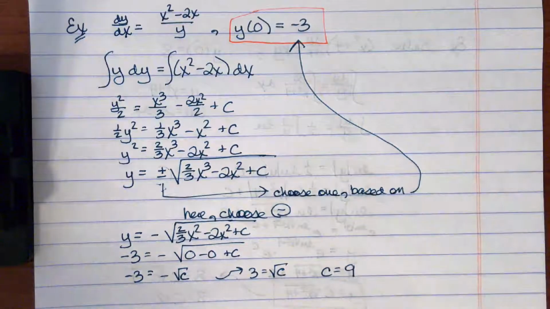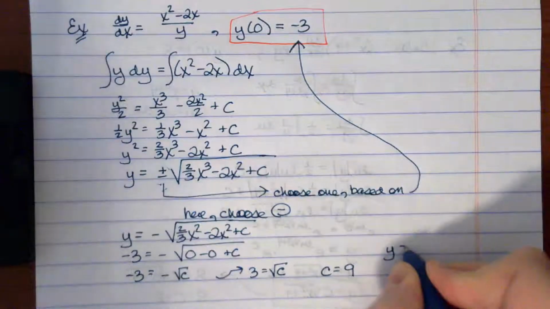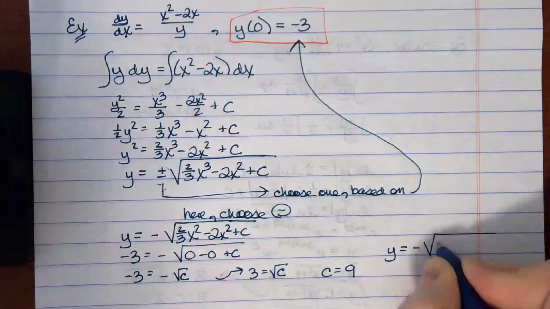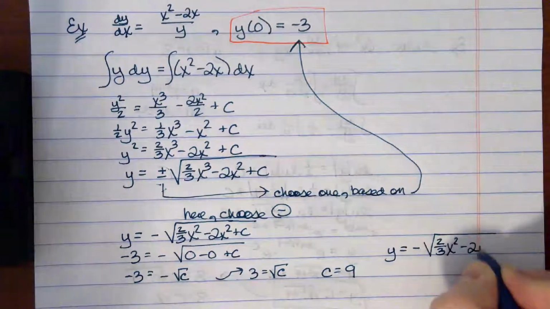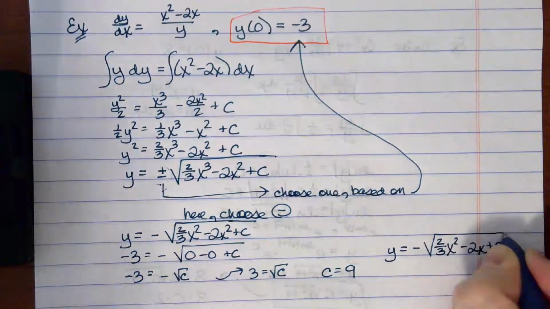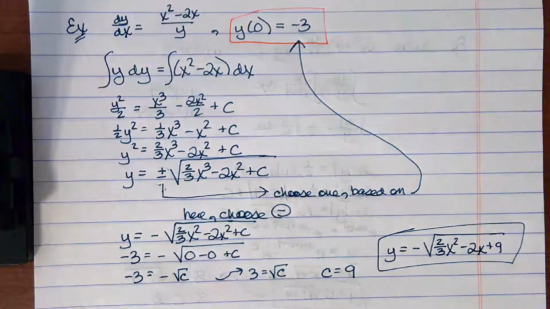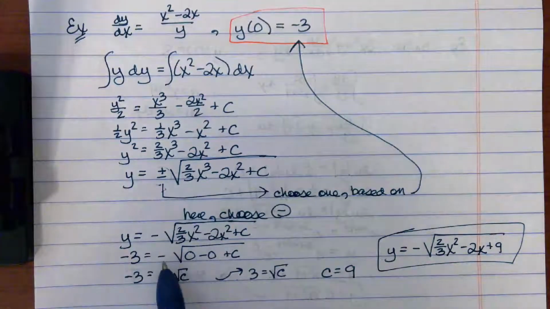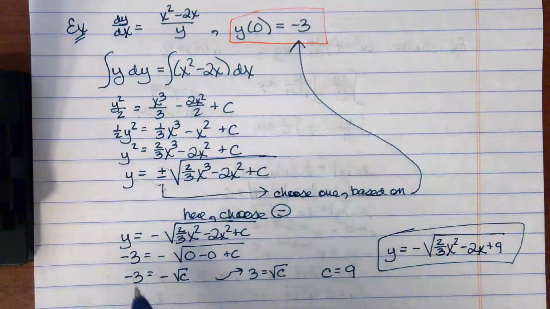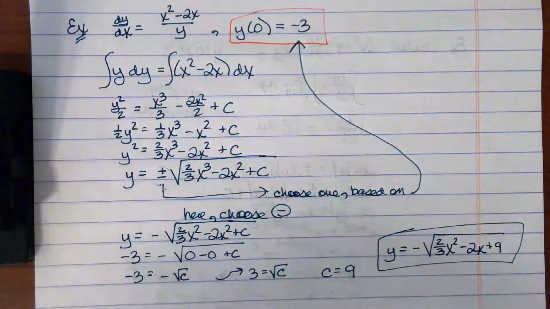Your constant's going to be 9, which means the solution to this differential equation is y equals negative the square root of 2/3 x squared minus 2x plus 9. Things like this, where you have to get rid of the square with the plus or minus square root and then choose one of the two branches, have shown up several years on free response questions on the AP exam. Make sure this is in your notes.